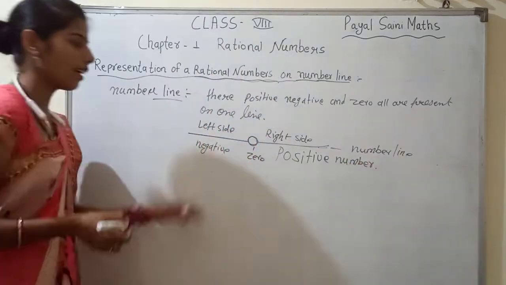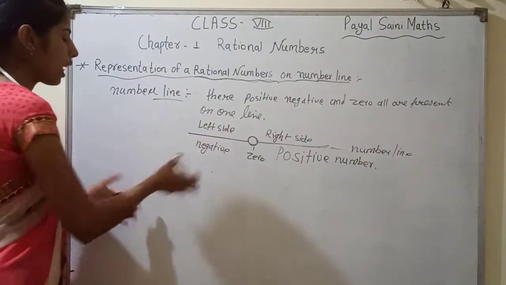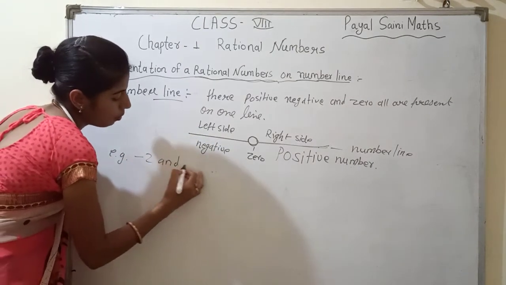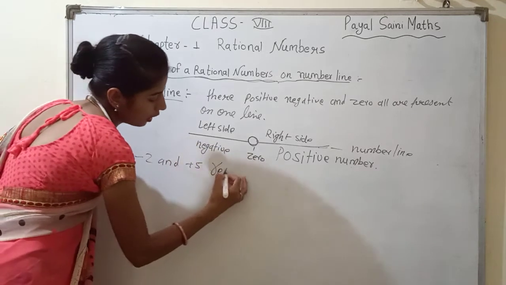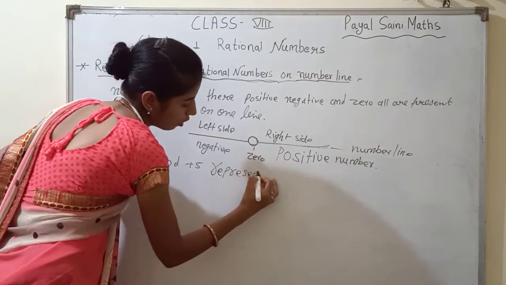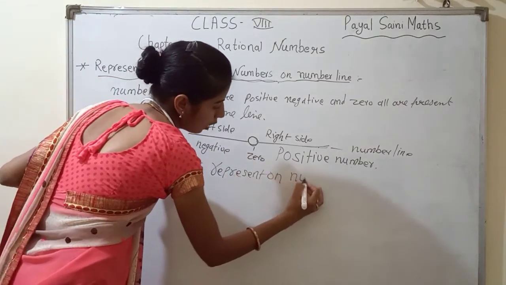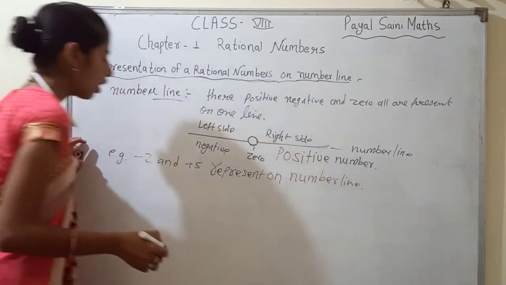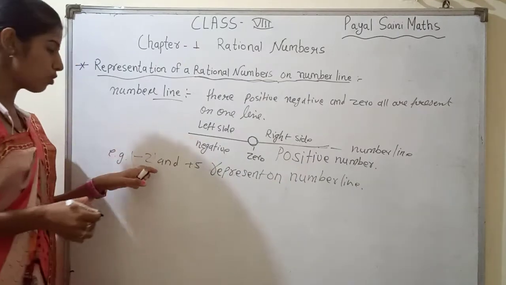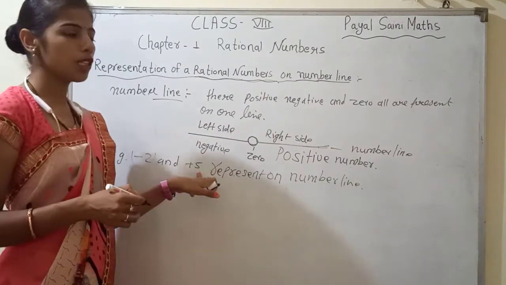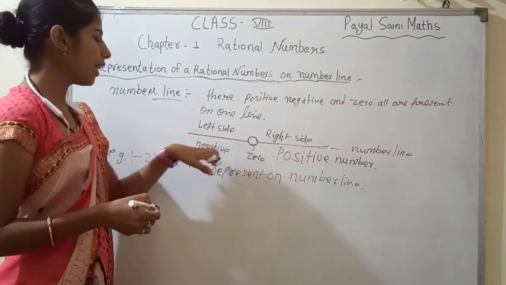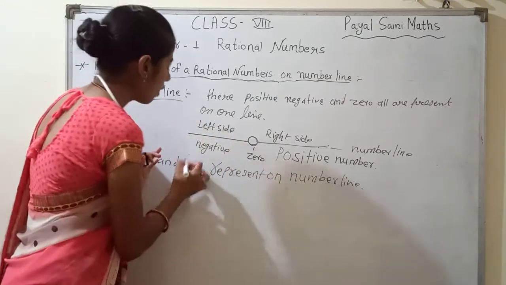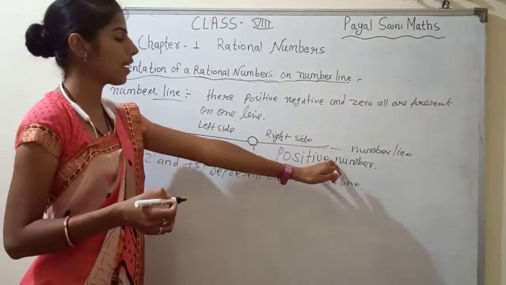First we start from simple numbers. I write an example here: represent -2 and +5 on the number line. Then how do we represent them? Look here. Your first number is -2. It means it's a negative number, and +5 is a positive number. We already read that a negative number is always on the left side of the number line, and positive numbers are on the right side of the number line.